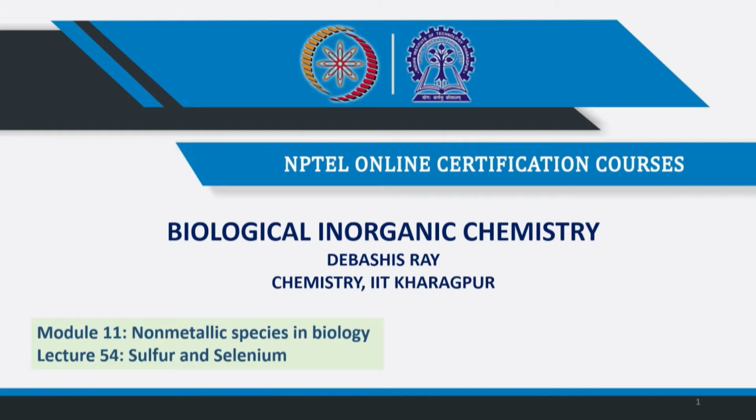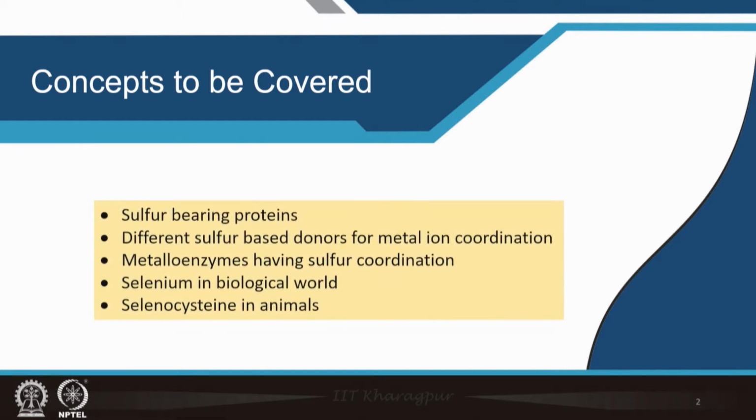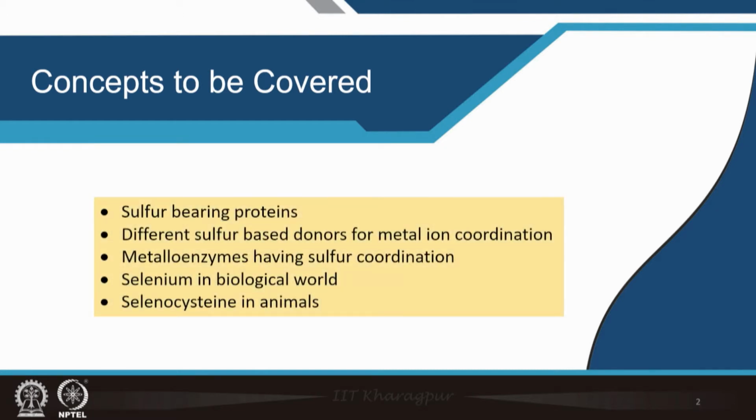So, we will be starting today on lecture 54. Of all these non-metallic species, what we are talking about today is sulfur as well as selenium, and how these two elements can help us in understanding biology from their point of view.